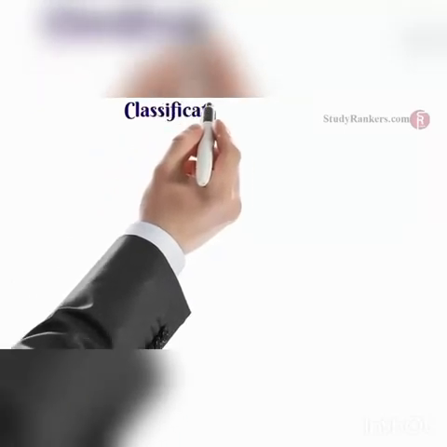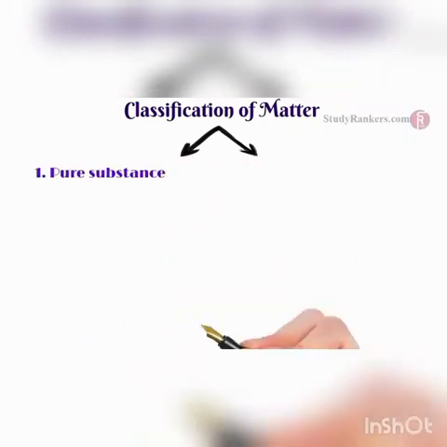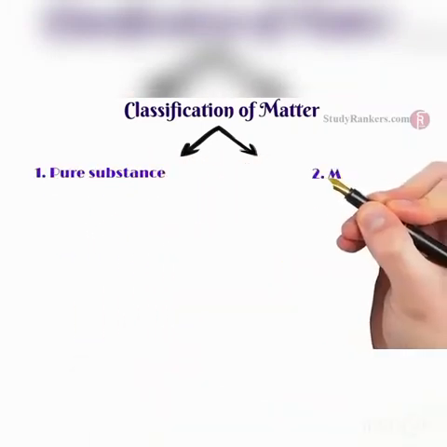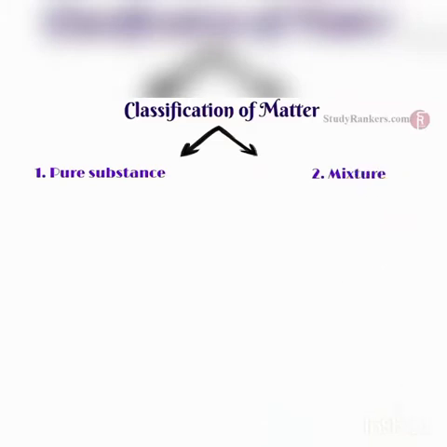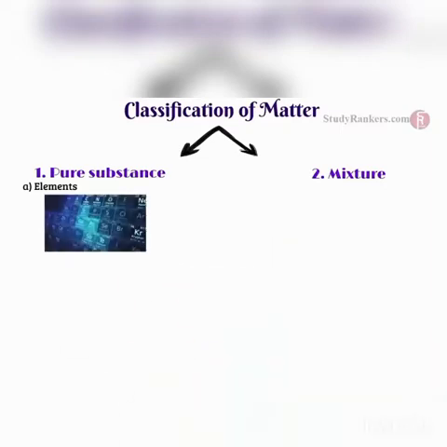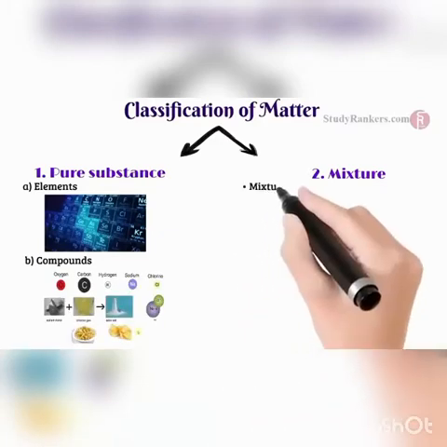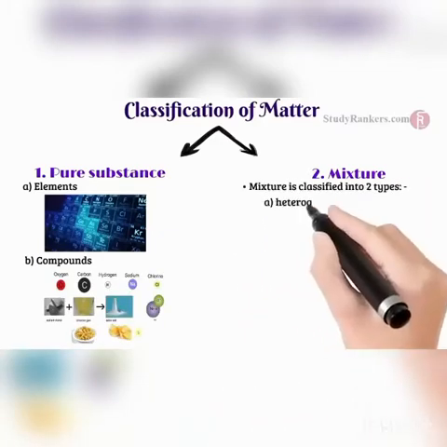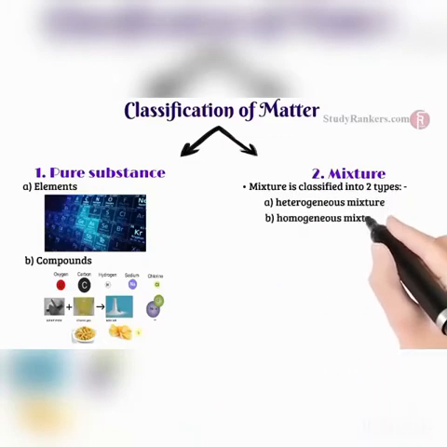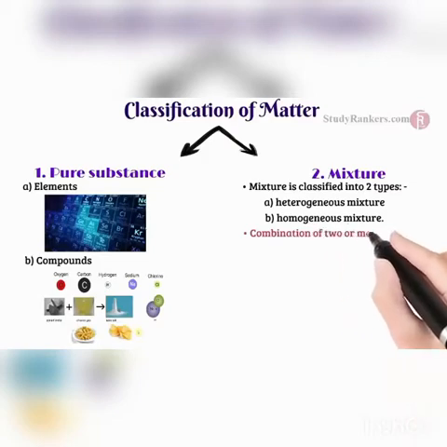According to chemical properties, matter is classified into two types. They are pure substances and mixtures. Pure substances are classified into two types, which are elements and compounds. Also, mixtures are classified into two types. They are heterogeneous mixtures and homogeneous mixtures. We are going to start the chapter by describing mixtures and their types.